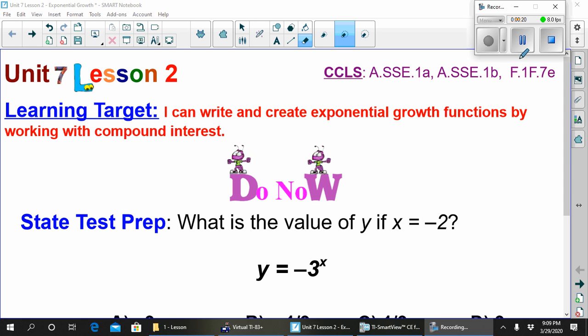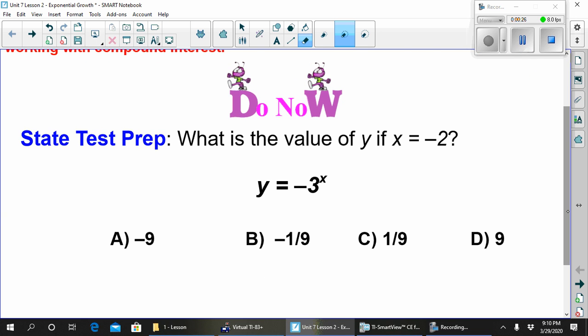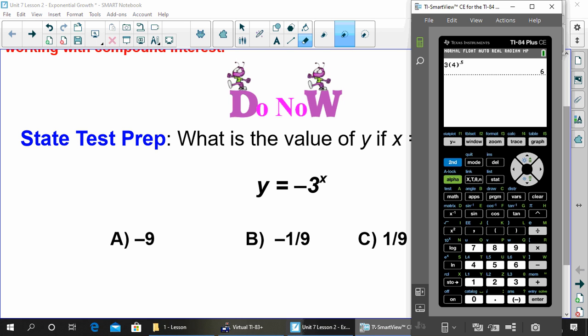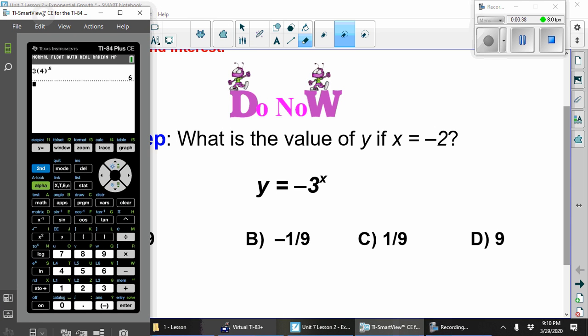State test prep. What is the value? This goes back to what we were doing in the last lesson. Go ahead and get your graphing calculator out, and definitely use that graphing calculator, put that in, or just substitute that x as -2 in, and then get the answer. So press pause now.